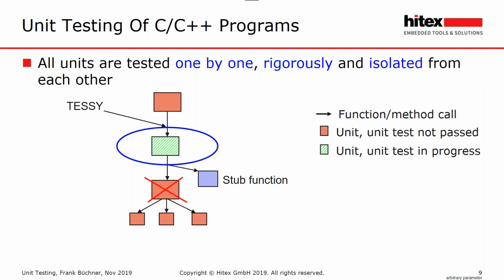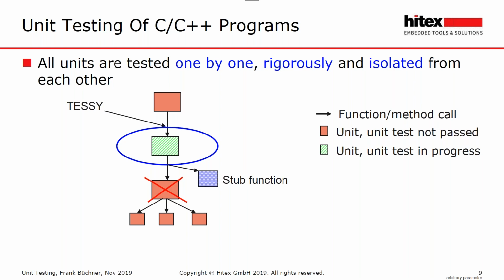Unit testing means that the unit under test is tested isolated from the rest of the application, and it is tested rigorously. This means that you especially try to input maybe unexpected values for the unit and see what happens. The isolation is at 2 points. It's isolation to the calling unit, which is depicted here at the top of this picture, and the isolation is also to called functions in case your unit under test calls other functions.